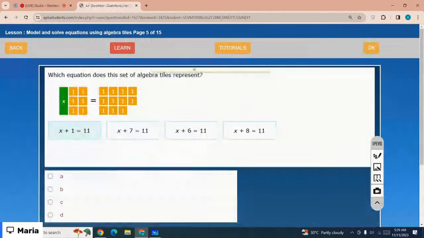Which equation does this set of algebra tiles represent? Okay, now you have the tiles, you have to decide which model it matches, right? You have only one green tile with x on it, right? That means you have just one x. Then you have 6 orange tiles. So x plus 6 equals, the orange tiles are 11. So x plus 6 equals 11. That is option C, the correct option.